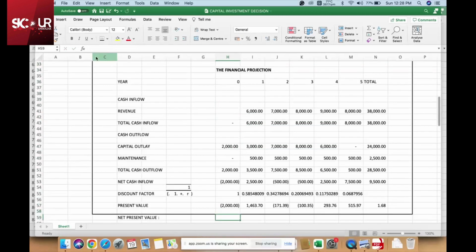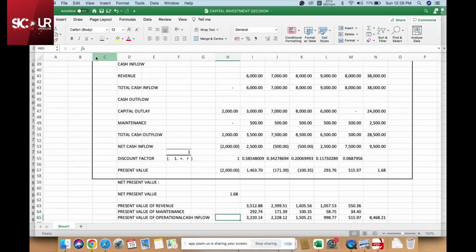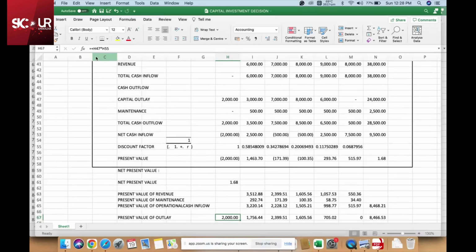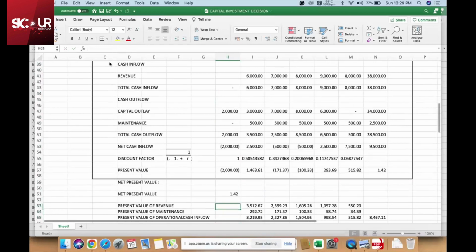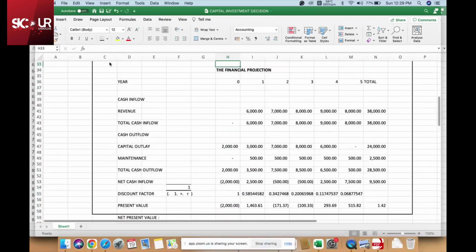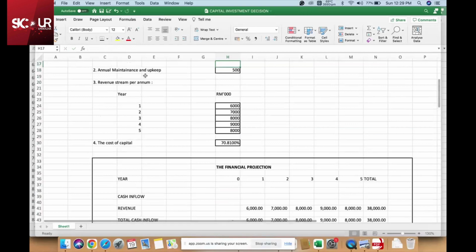70.8. Yes, 70.8, there is still a positive figure left. So we know that it is higher than that. Higher than that. So maybe it's 70.81. 70.81, so it is higher, 71.42.